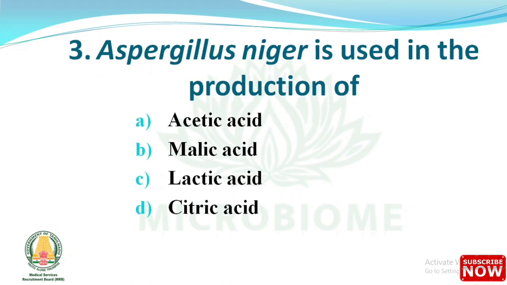And next question, Aspergillus niger used in the production of? The options are acetic acid, malic acid, lactic acid and citric acid. The right answer, option D, citric acid.